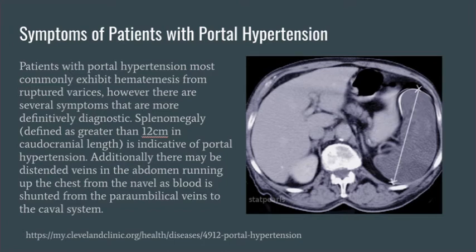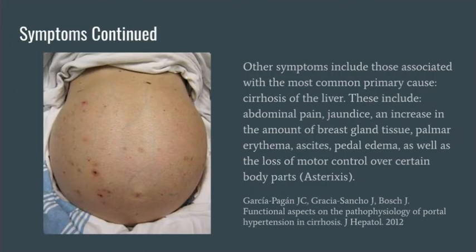Additionally, there may be distended veins in the abdomen running up the chest from the navel as blood is shunted from the para-umbilical veins to the caval system. Other symptoms include those associated with the most common primary cause, cirrhosis of the liver. These include abdominal pain, jaundice, an increase in the amount of breast gland tissue, palmar erythema, ascites, pedal edema, as well as the loss of motor control over certain body parts.